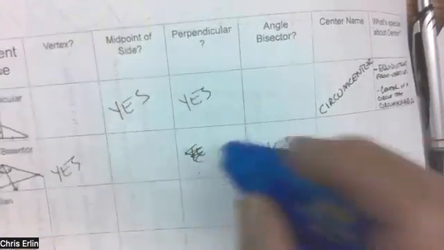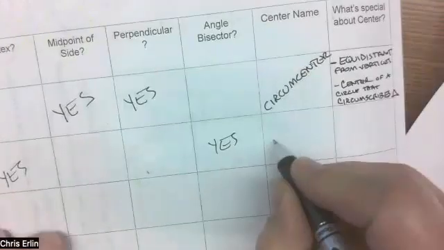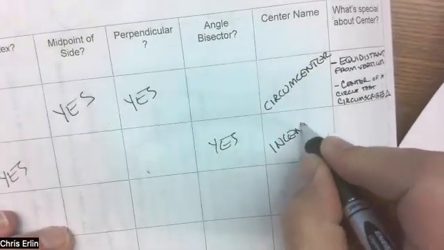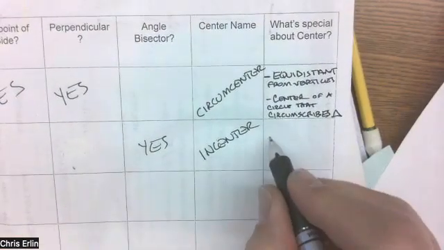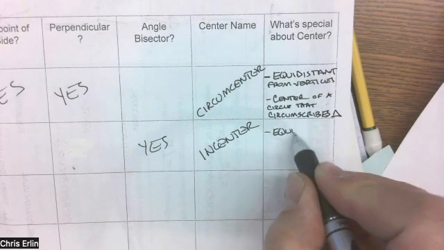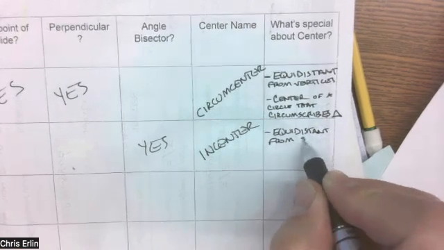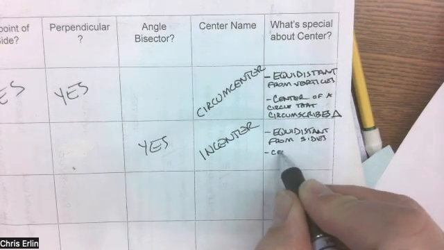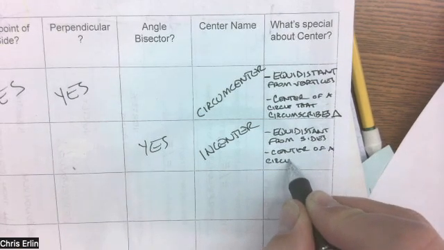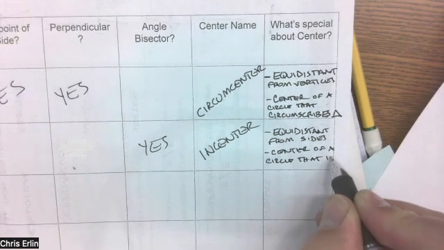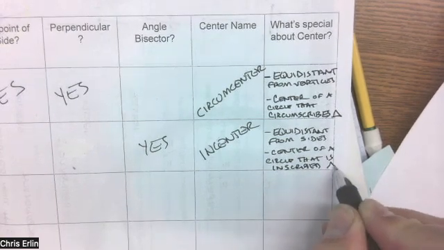And what center is formed by the angle bisectors? Very good. Incenter. And what's special about the incenter? Equidistant from sides. And it's the center of a circle that is inscribed, drawn inside the triangle.